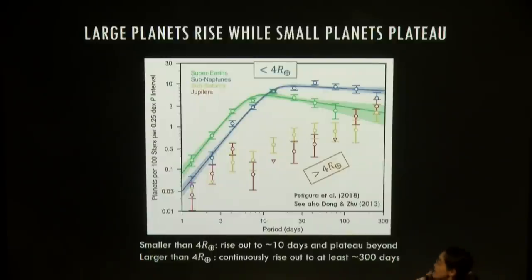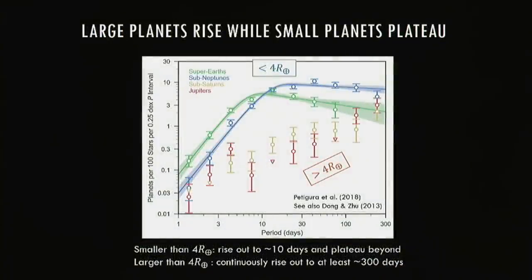So we've talked at length about how these ordinary super-Earth planets form. But now let's think about the exceptions. What about those planets that are larger? Here is, again, the planet occurrence rate as a function of orbital period, but different colors correspond to different sizes of planets.